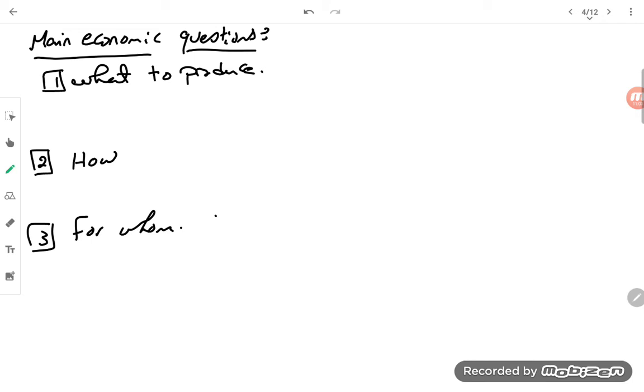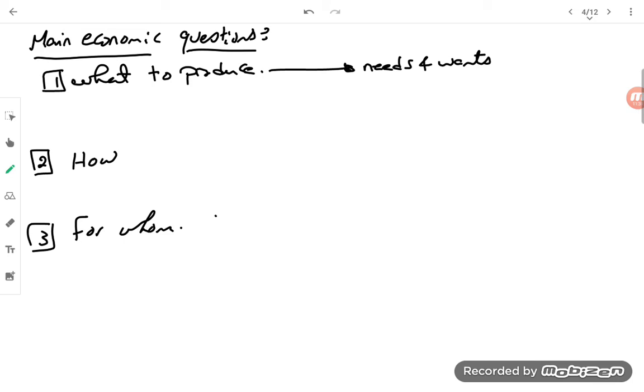Let's start with question number one, which is what to produce. In order to be able to answer this question, you have to know human needs and wants. So the main answer for this question is based on needs and wants. So you have to identify what to produce based on consumer needs.